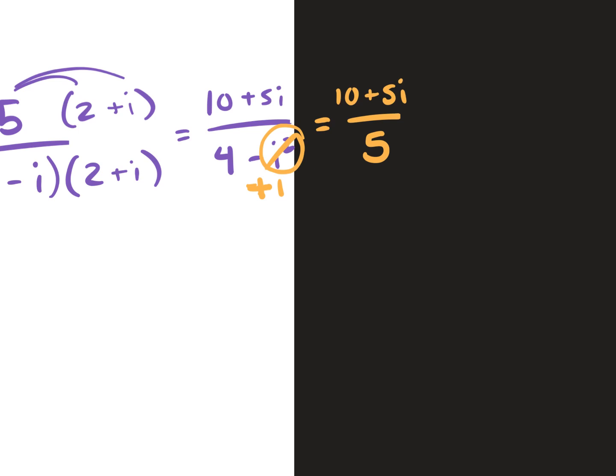Can I simplify this? How? So I can divide all 3 numbers by 5. I can simplify because 5 goes into both the 10 and the 5. So this would be 2 plus i.